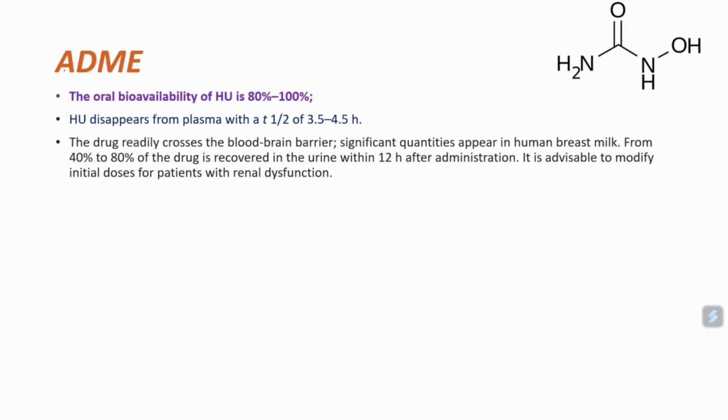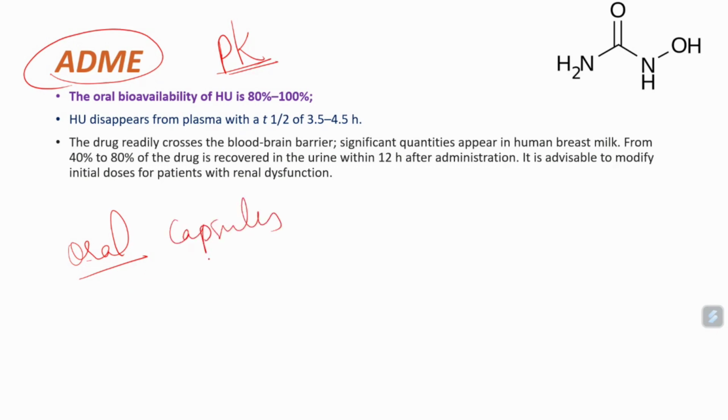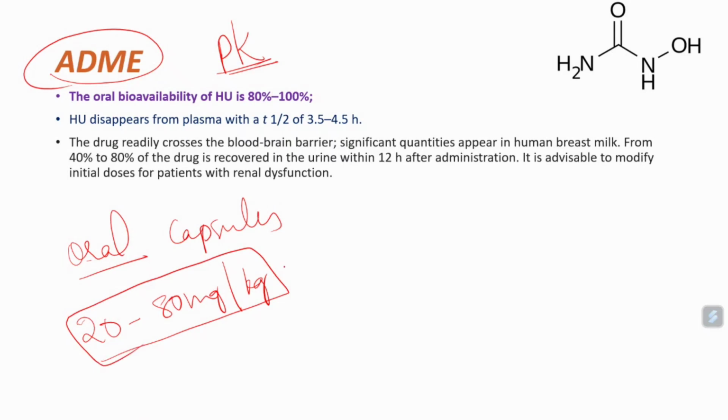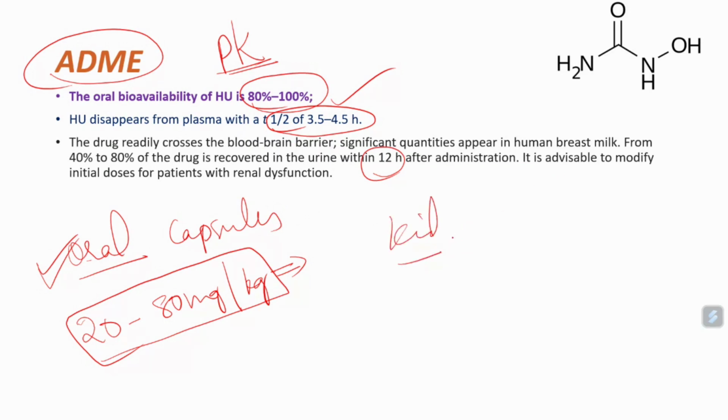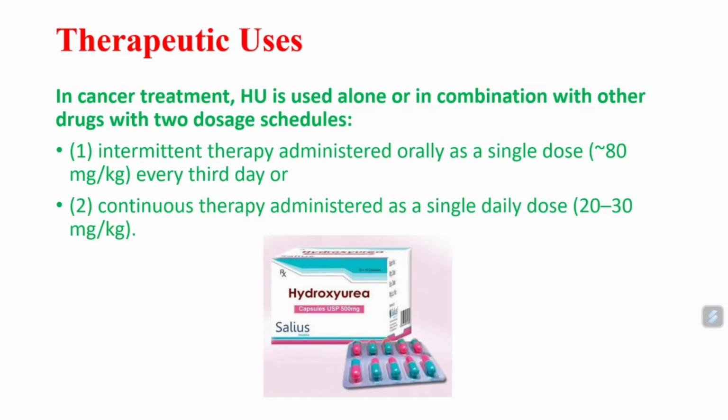Now, let us understand the pharmacokinetics of hydroxyurea. Hydroxyurea is available as oral capsules, and the normal dose is between 20 to 80 mg per kg. Its oral availability is between 80 to 100%. Because of its good oral bioavailability, it is mainly given by the oral route. It is also available in IV, but mainly it is indicated orally. Its half-life is between 3.5 to 4.5 hours, and the total drug is excreted within 12 hours after administration. Whenever hydroxycarbamide is given in kidney failure patients, the dose should be decreased initially. This is important. So these are important points you have to remember about pharmacokinetics of hydroxycarbamide.